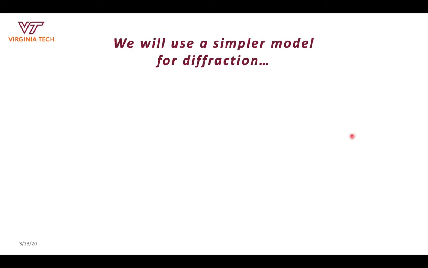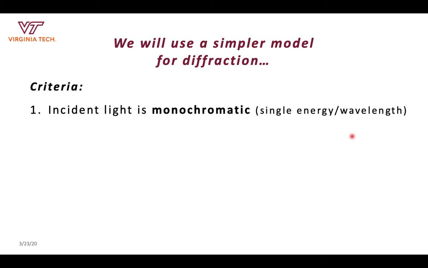Okay, so as we go forward, we're going to simplify our model for diffraction. And the way we're going to do that is that we're not going to consider diffraction from white light. We're going to only work with examples where diffraction is happening where the incident light is monochromatic, which means effectively a single energy or wavelength.